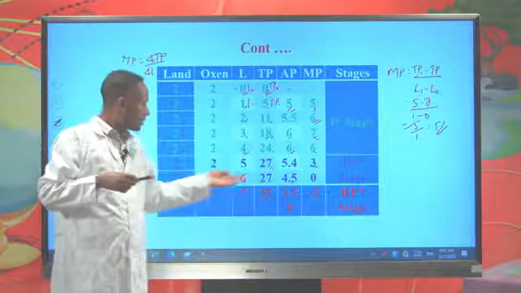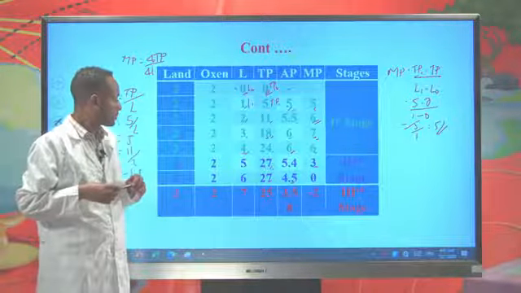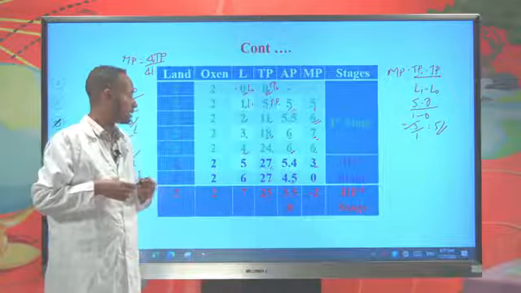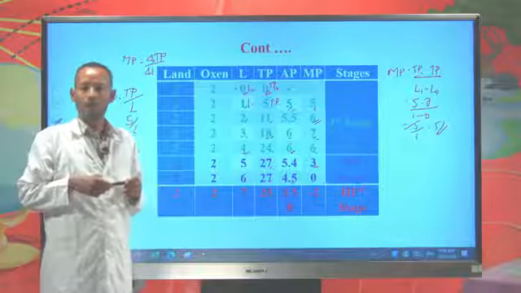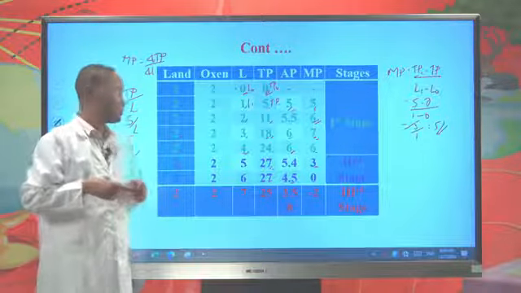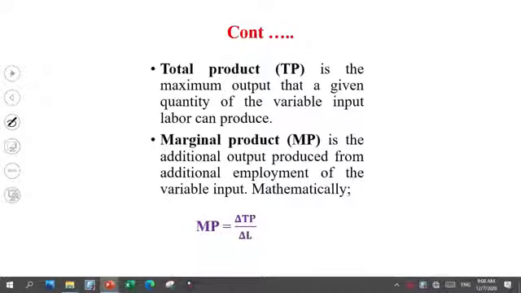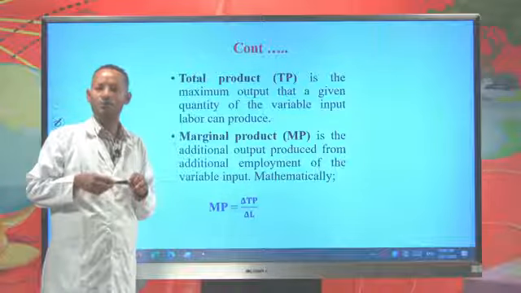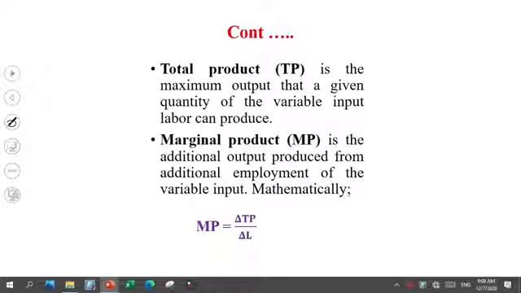Finally, if 6 labor produces 27 quintal and 7 labor produces 25 quintal, the additional output produced from additional implement of the variable input labor is negative 2 quintal. That means with additional implement of the variable input labor, there is a negative output produced from the given combinations of inputs. This is the total product. Total product is the total output produced from the given variable inputs, and the marginal product is the additional output produced from additional implement of the variable input labor.